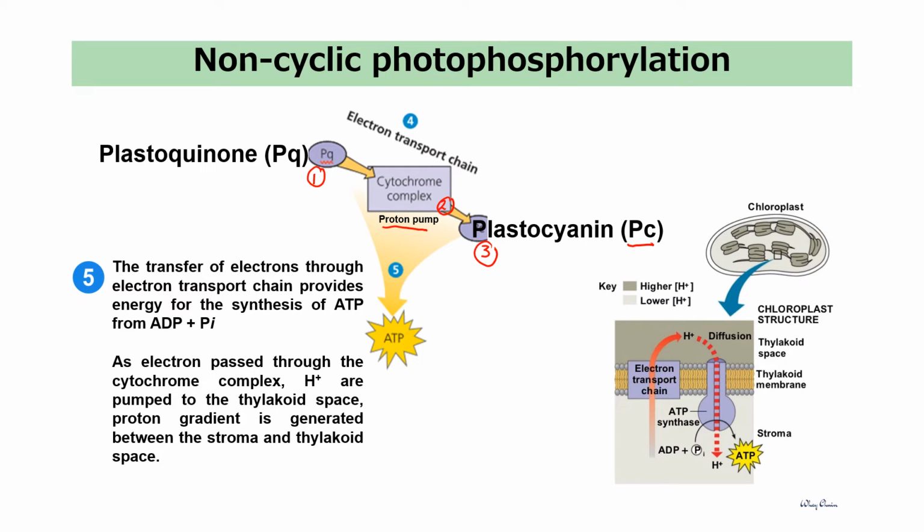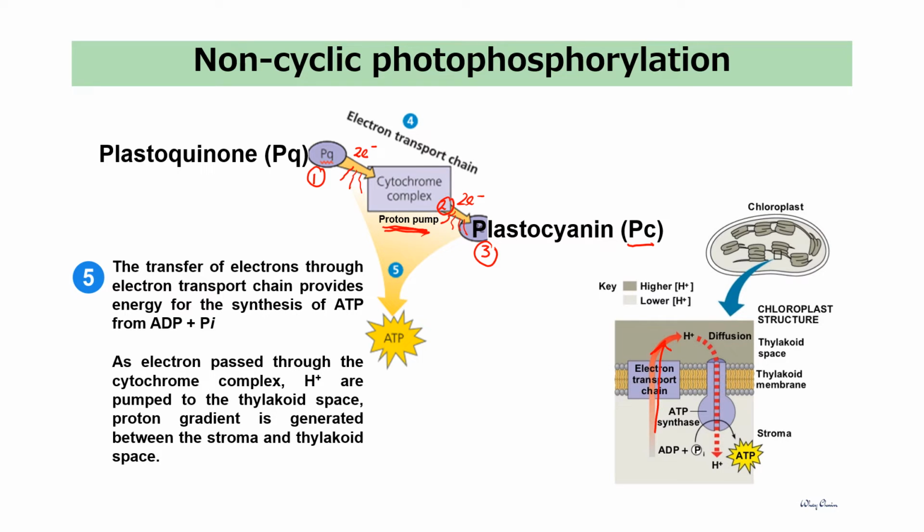So if we study this diagram carefully, we notice that the energy level is decreasing from plastoquinone to plastocyanin. So when the electrons are passed from plastoquinone to the cytochrome complex, energy will be released. Same goes for the passing of electrons from cytochrome complex to plastocyanin. They will release the energy. And the released energy will be used to activate the proton pump, which is the cytochrome complex, to pump the protons from stroma into the thylakoid space.